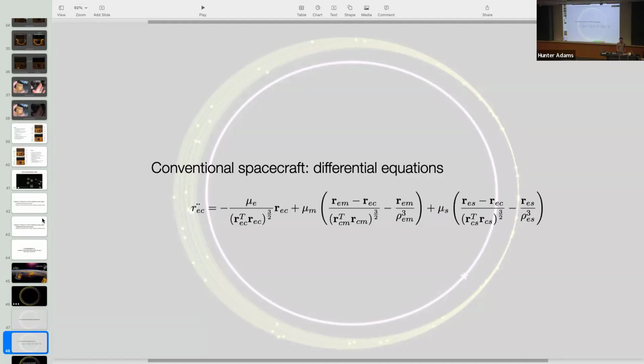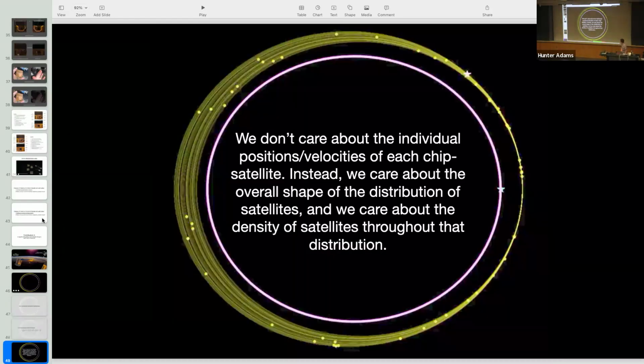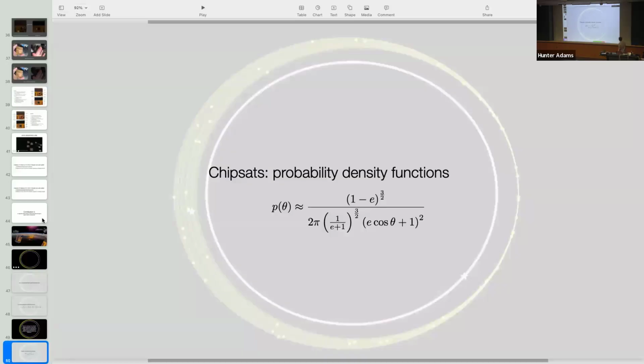Differential equations. But I would contend that with these chipsats, you don't really care about the individual position of an individual satellite as a function of time. What you care about much more is the distribution of the satellites. Where are most of them most of the time? And so we're sort of out of the world of differential equations and perhaps more into the world of probability density functions. You're modeling your swarm as a probability density function, so that you're thinking not about where the individual constituents are, but instead where groups of them tend to spend their time.